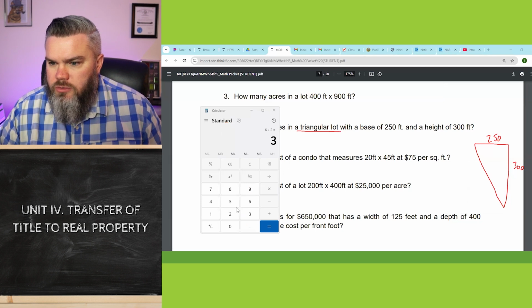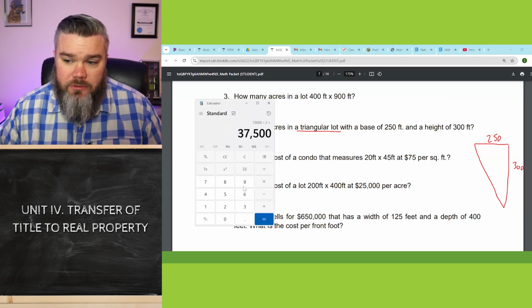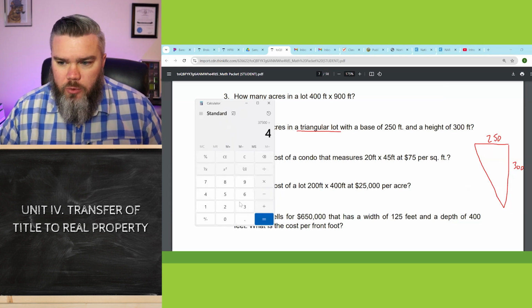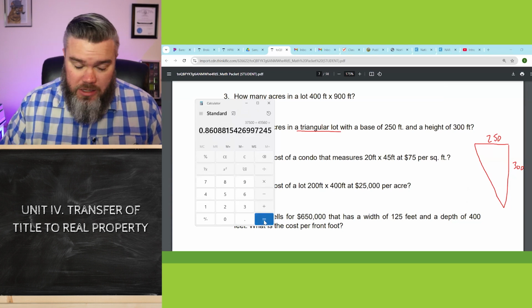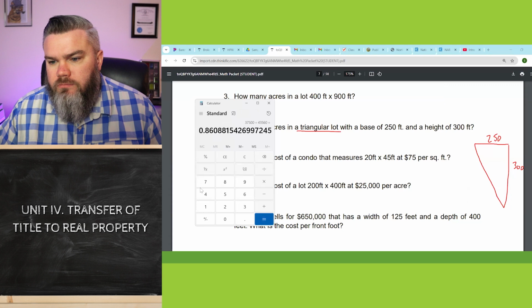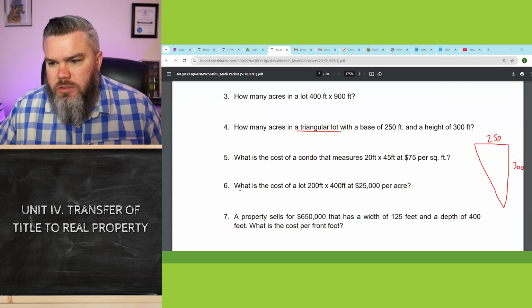So 250 times 300 divided by 2, but that's not the answer because we want how many acres, and that is your square footage. So now you need to divide by your magic number, 43,560, or 0.86 acres. Just do 2 more. Try number 6 out there.